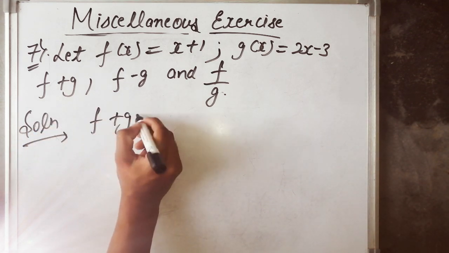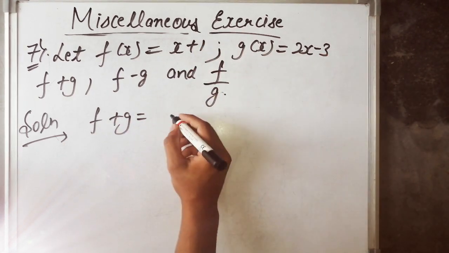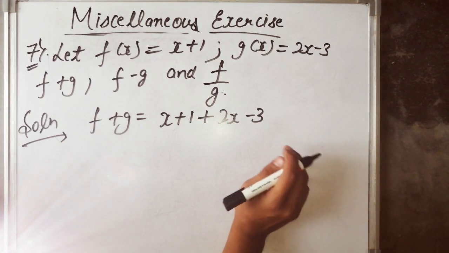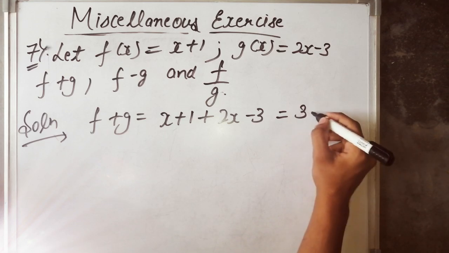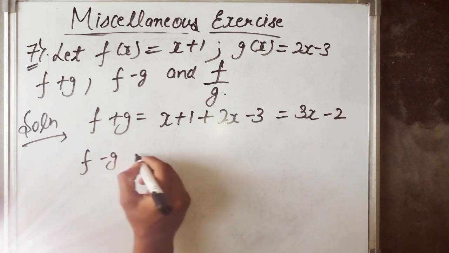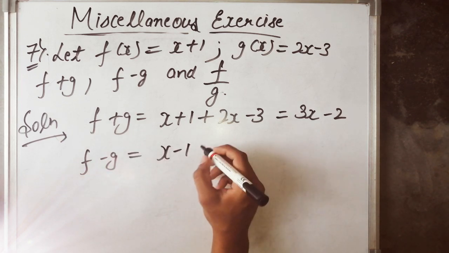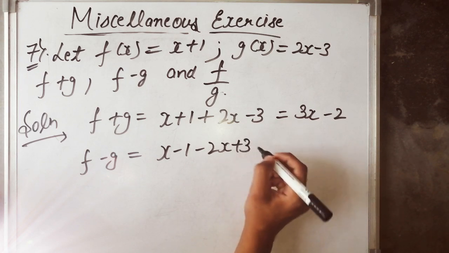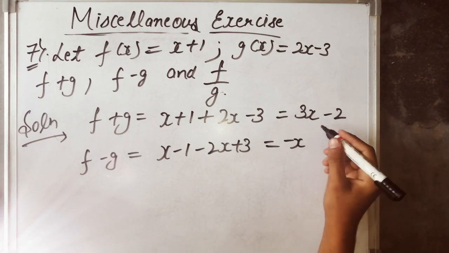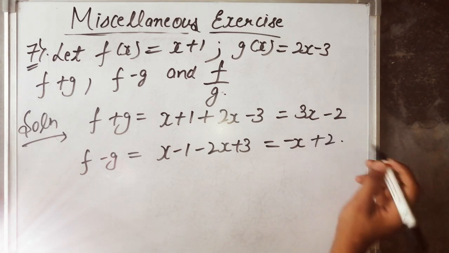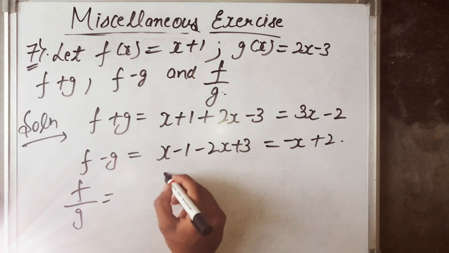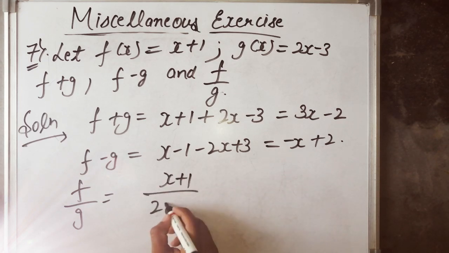f plus g will be equal to x plus 1 plus 2x minus 3. From here we get 3x minus 2. And f minus g will be equal to x plus 1 minus 2x plus 3. From here we have minus x plus 4. And what is f by g? f by g is x plus 1 by 2x minus 3.